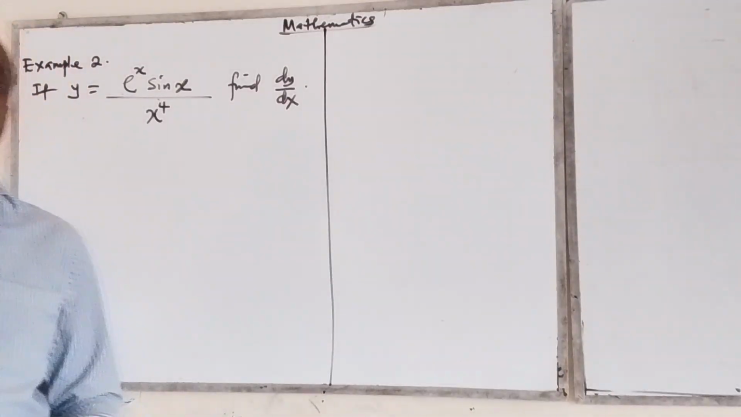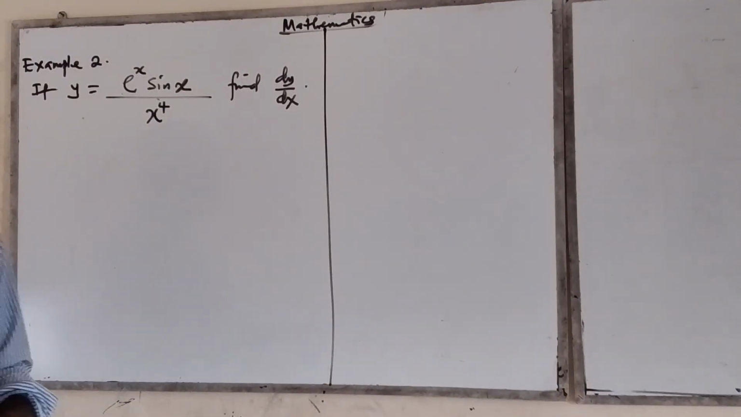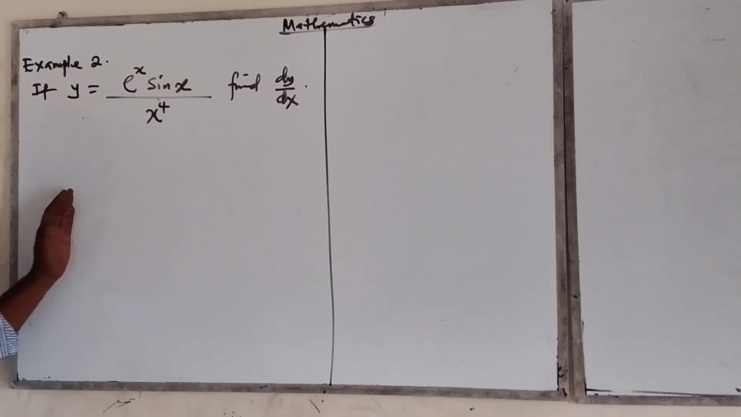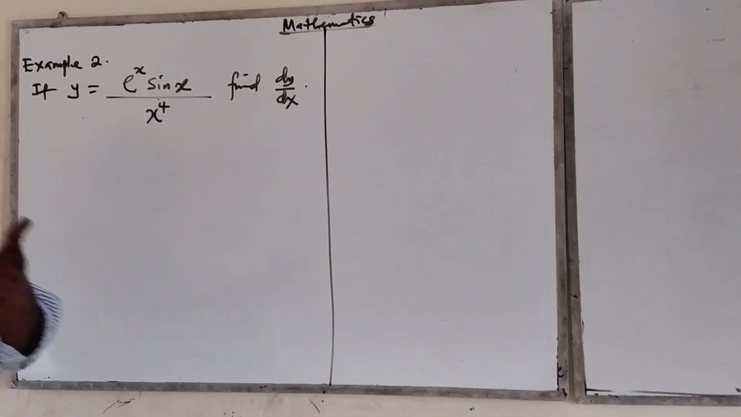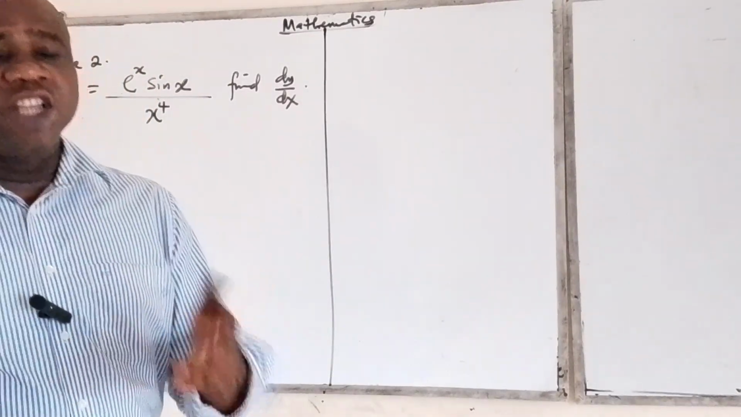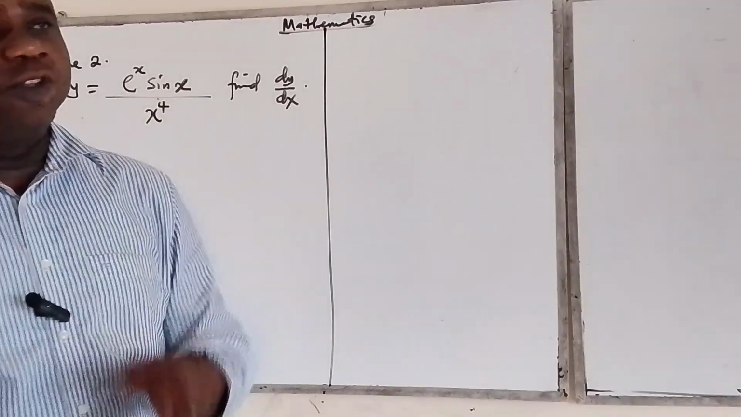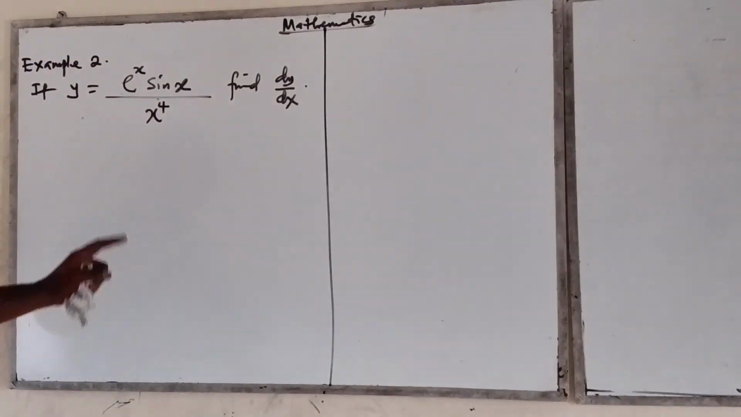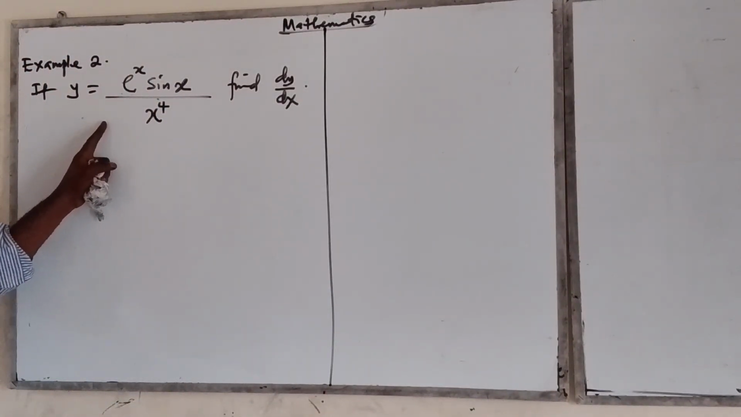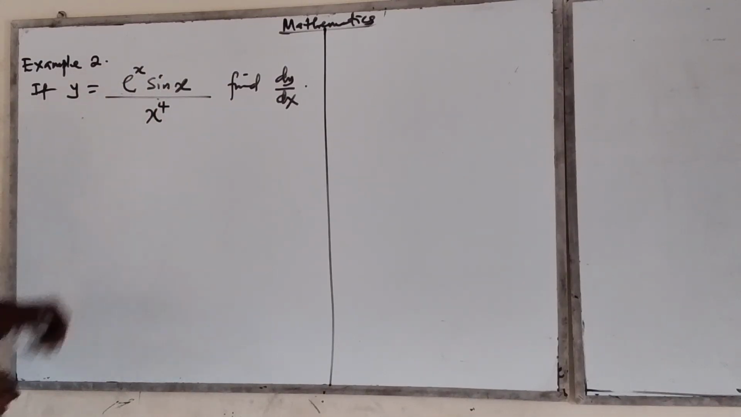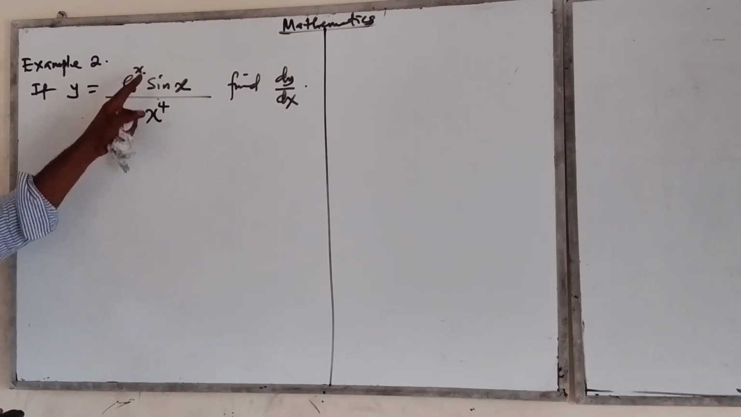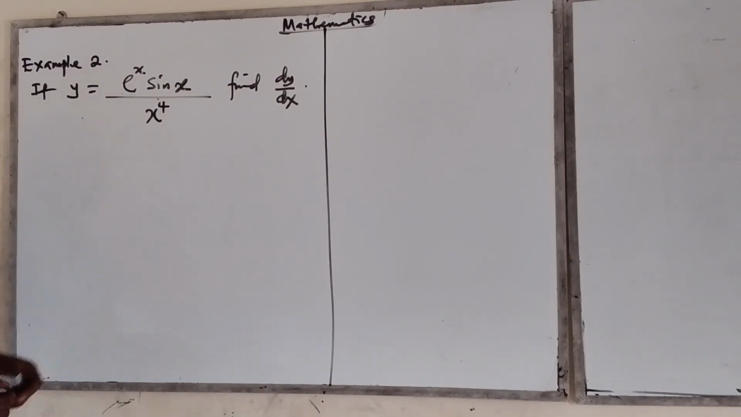Today, I want us to look at the quotient rule, applying the quotient rule to differentiate functions with more than two parts. In our last class, we saw the application of the quotient rule analyzing just two functions, u all over v. So here we are going to be looking at more than two functions. Here we have three functions of x: e power x, sine x, and x raised to the power of 4.